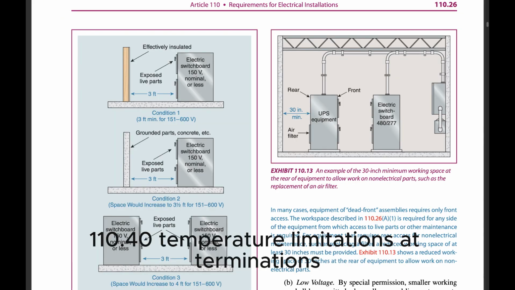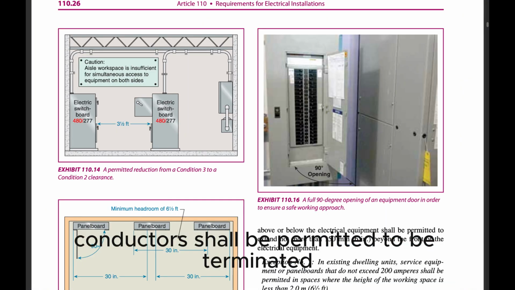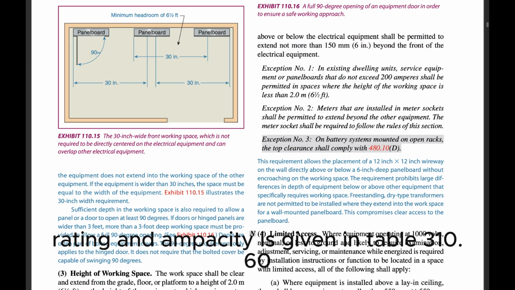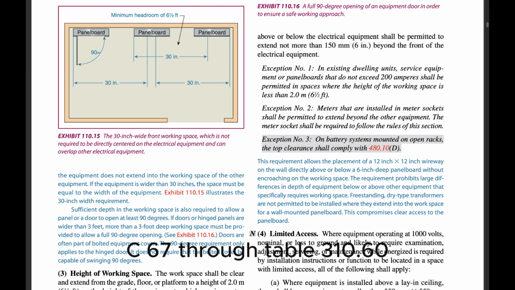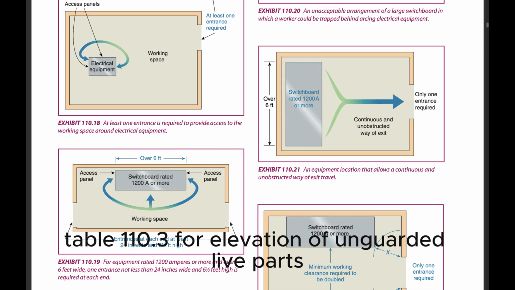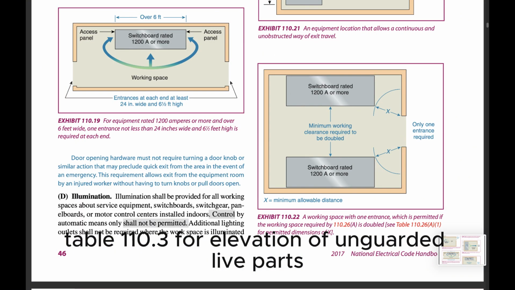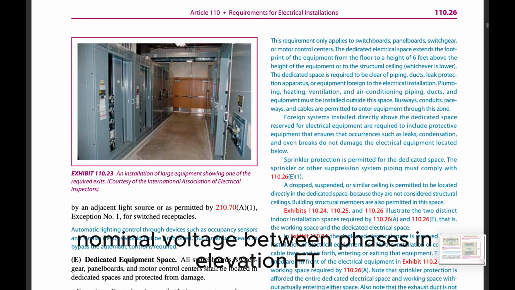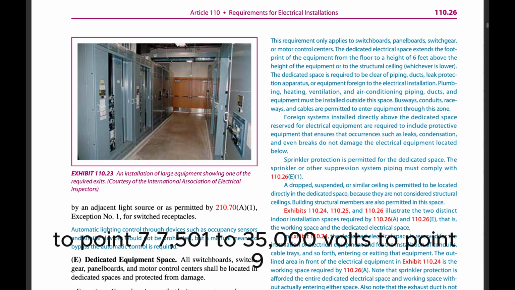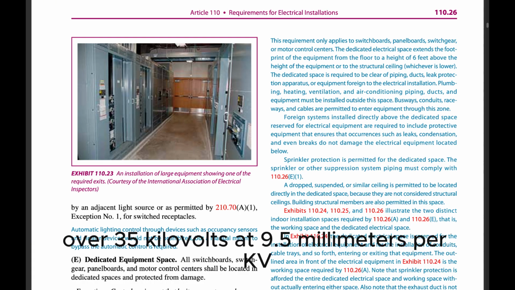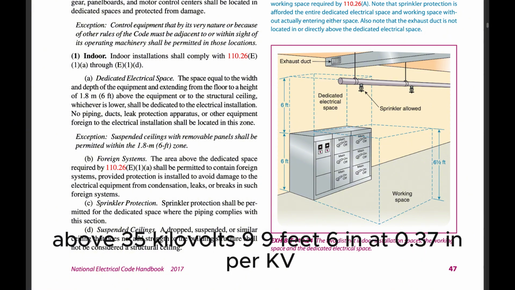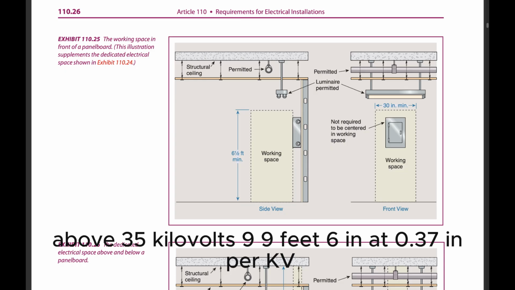110.40 Temperature limitations at terminations. Conductors shall be permitted to be terminated based on the 90 degrees Celsius (194 degrees F) temperature rating and ampacity as given in Table 310.60(C)(67) through Table 310.60(C)(86), unless otherwise identified. Table 110.34(E) for elevation of unguarded live parts above working space: nominal voltage between phases, elevation in feet. 7,501 to 35,000 volts, 9 feet 6 inches. Over 35 kilovolts, 9 feet 6 inches plus 0.37 inches per kV above 35 kilovolts.